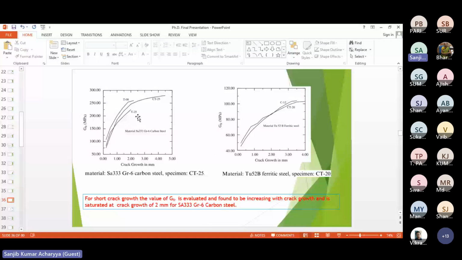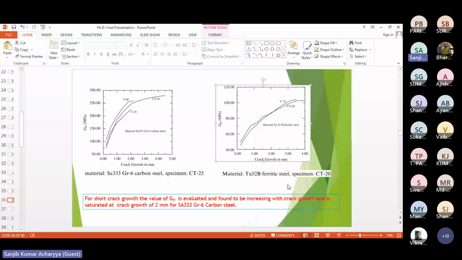Look, initially the slope is there, but after a large crack growth, there is a trend of saturation, whether the material is SA333 or TU52B. So what is the advantage? Now we get the value of GFR at short crack length also. Though it is not constant and varies with the crack length, it ultimately saturates and becomes a material constant at a larger crack length, but we can estimate what the value of GFR will be at shorter crack length. So one issue is partly resolved: the value of GFR can also be estimated at a very short crack.